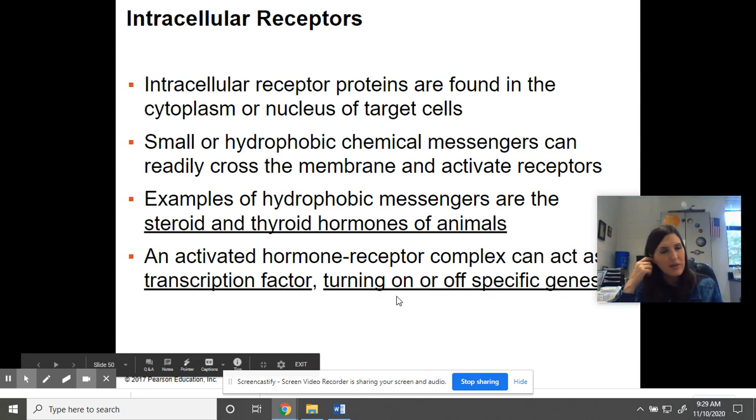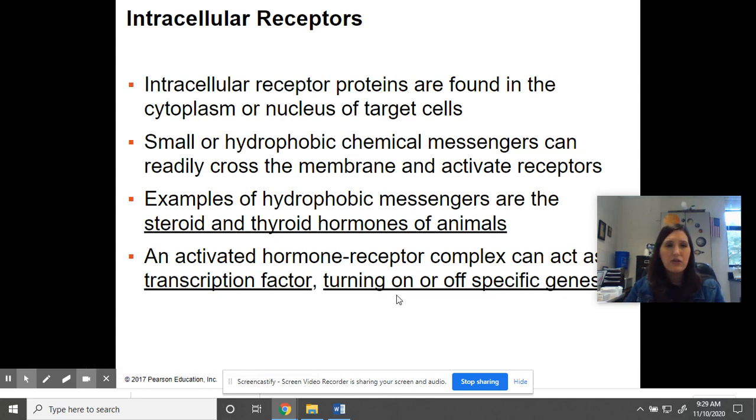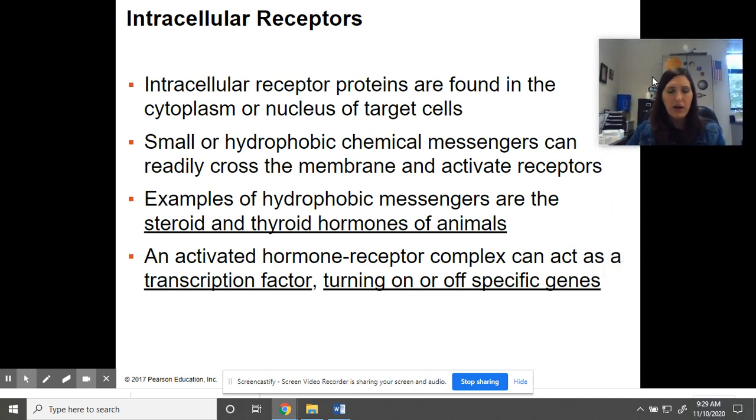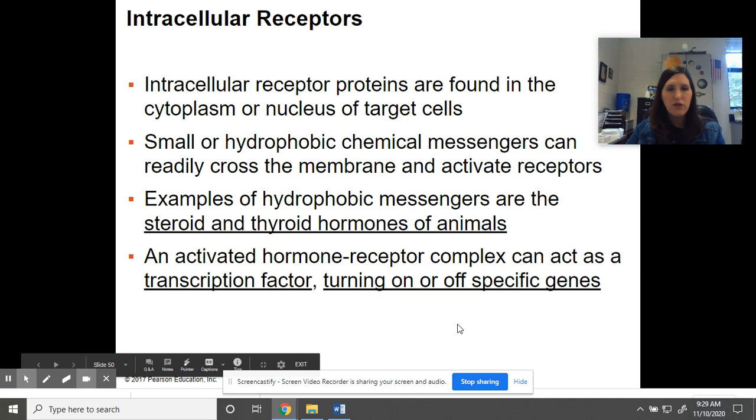Intracellular receptors, so inside the cell. Intracellular receptor proteins are found in the cytoplasm or nucleus of target cells. Small or hydrophobic chemical messengers can readily cross the membrane and activate receptors. Examples of hydrophobic messengers are steroids and thyroid hormones of animals. Remember we said the thyroid was right here? An activated hormone receptor complex can act as a transcription factor, turning on and turning off specific genes.